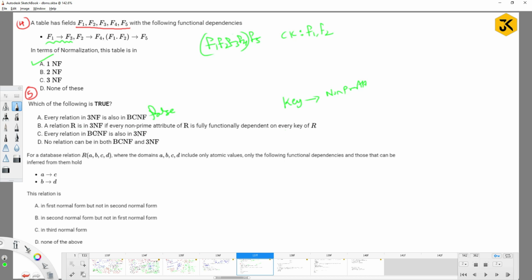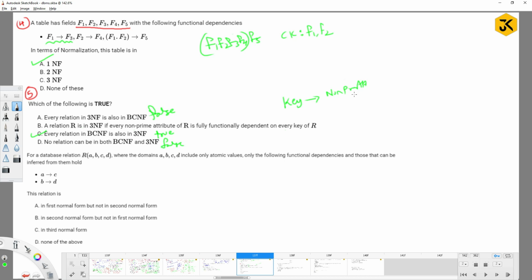Every relation in BCNF is also in 3NF. Obviously, right? If I am saying that something is in BCNF, the minimum criterion is 3NF. So everything which is in BCNF has to be 3NF. So option C is the correct answer. Option D, no relation can be in both BCNF and 3NF. Obviously false, right? We have seen many examples where if it is 3NF, it is also BCNF. But here they are saying that both are not the same, right? So it is false. What might be option B?